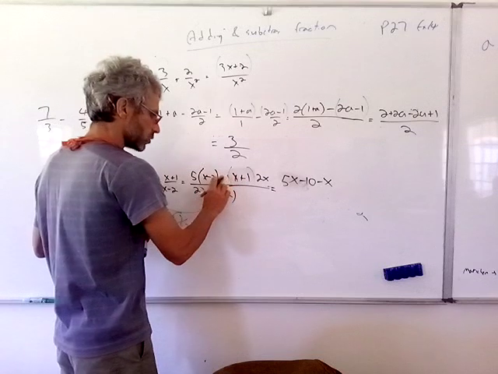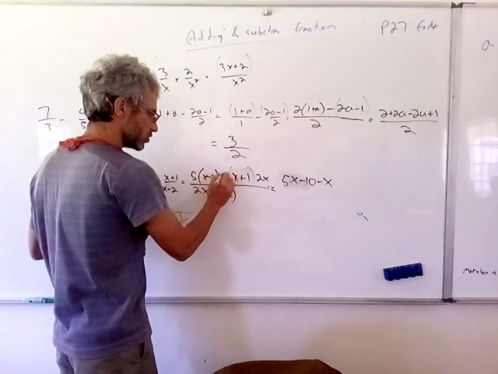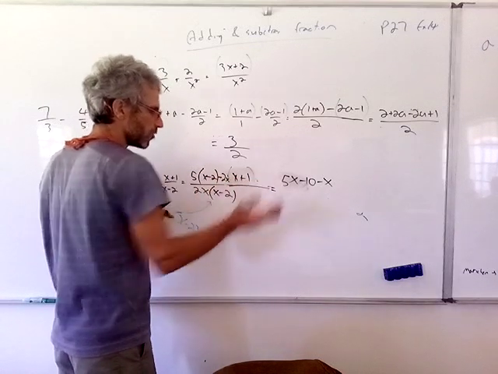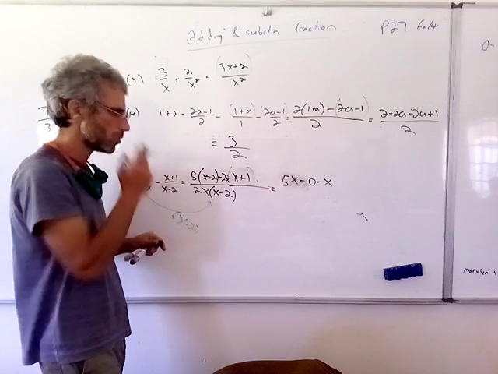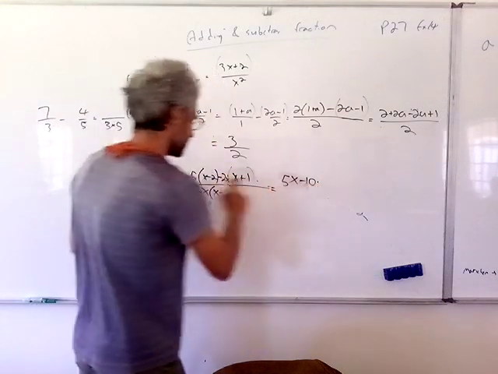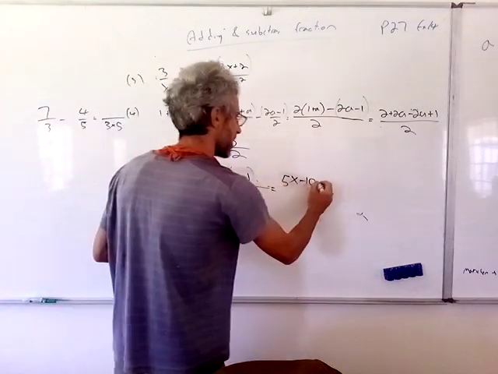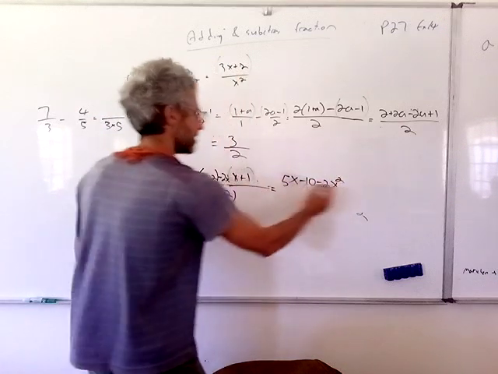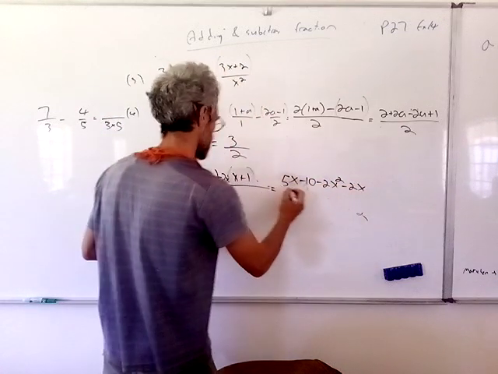It's better if I put the 2x before. They're both fine, but it's easier if the 2x is before. Now I can see that this is minus 2x times x, minus 2x squared. That's it. And minus 2x. Questions at the end.